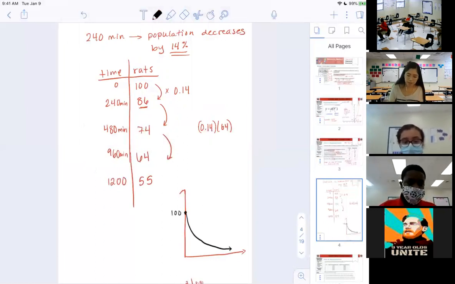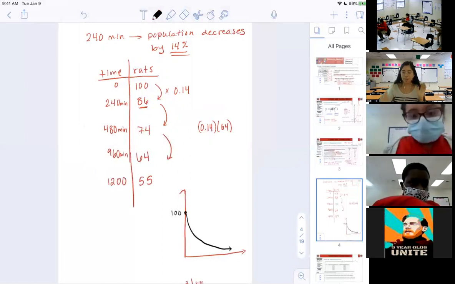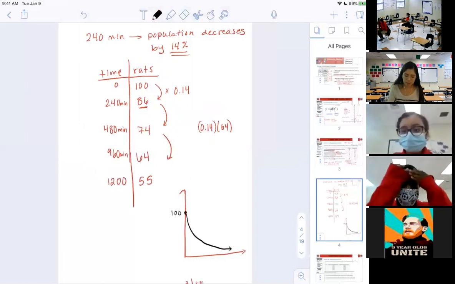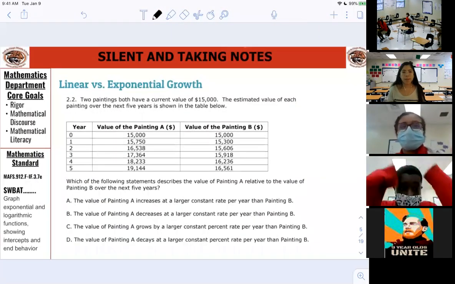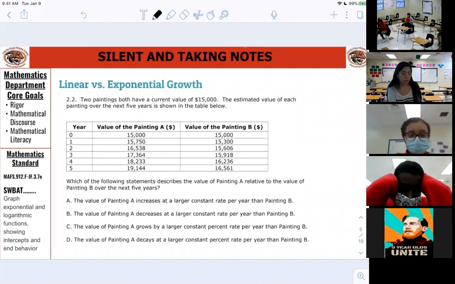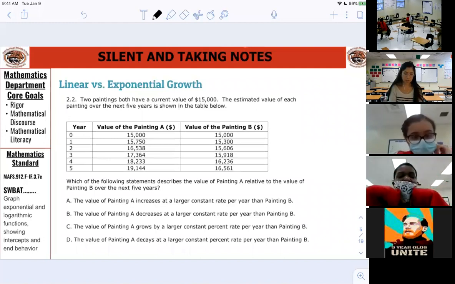All right. So now we're really getting into it. I love that. This was a good sidetrack. Now let's take a look at these tables. Which one of these is going to be exponential?